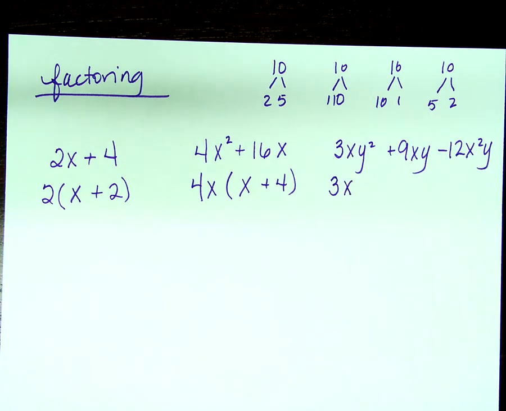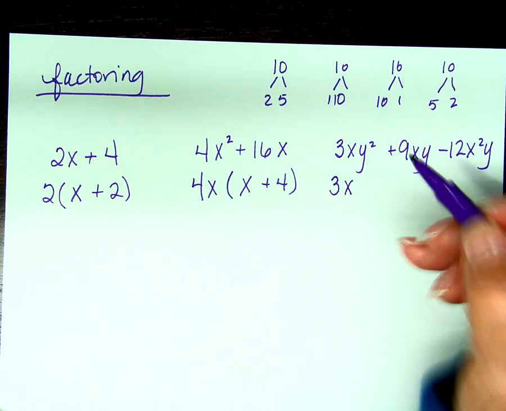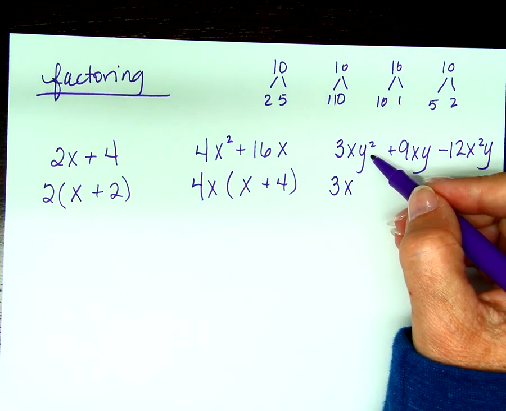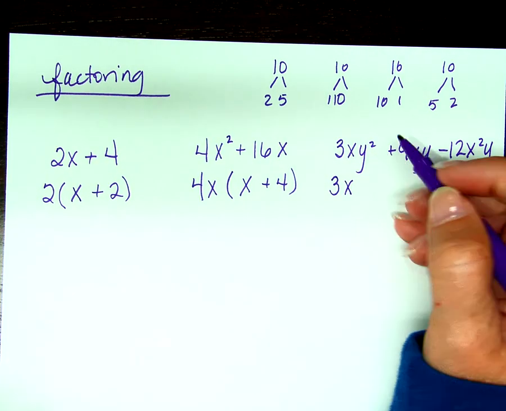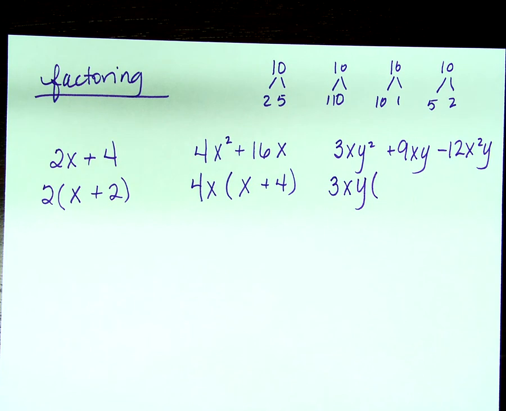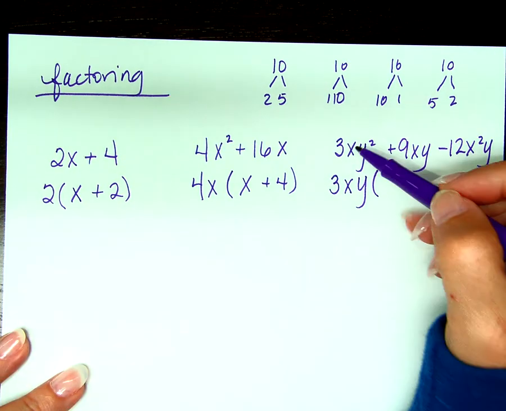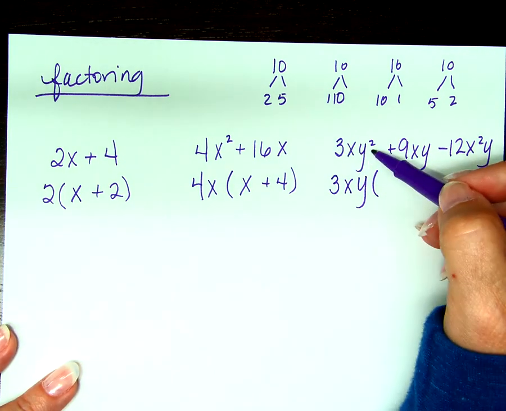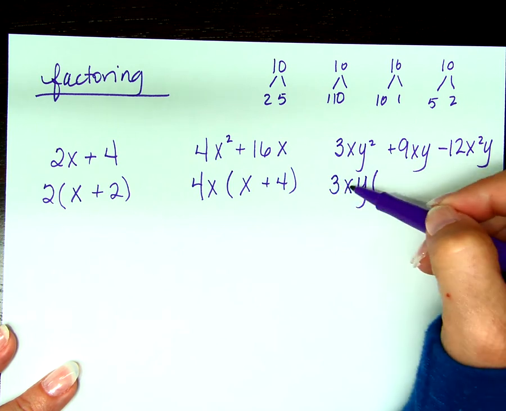What else do they all have? A y. Well, this has a y squared. So, right? They all have a y. That's what I can factor out. Okay? Now, I very nervously am going to ask you a question. What is 3xy squared divided by 3xy?